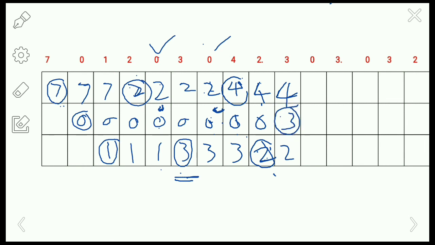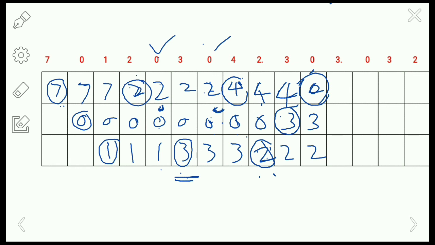Okay, so next we have to replace with page 0. So which frame is not used for the longest period of time? 4, right? So 3 is recently used and 2 is recently used. So we are going to replace 4 with 0. So there is a page fault for 0. So we are going to circle this one, and 3, 2, right?